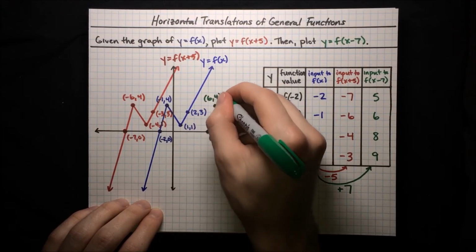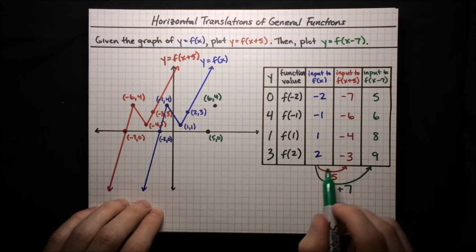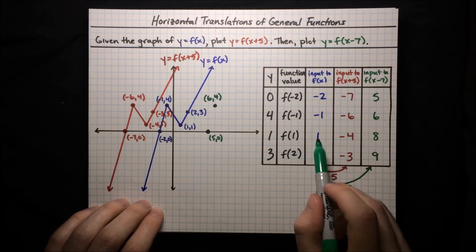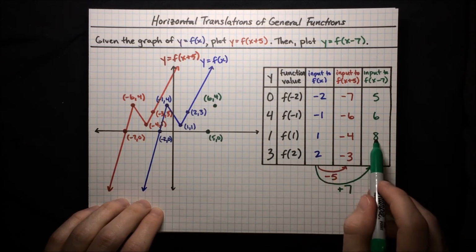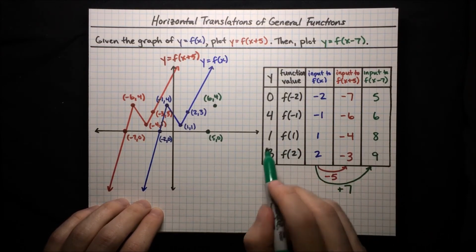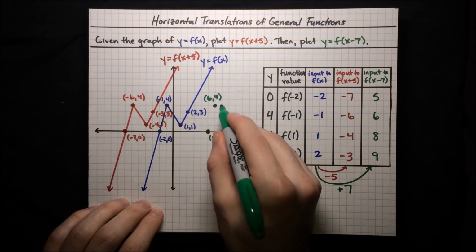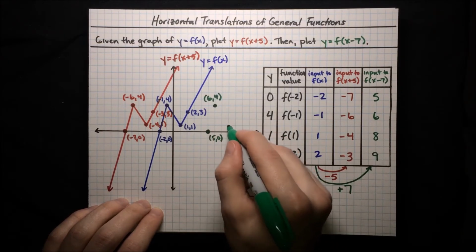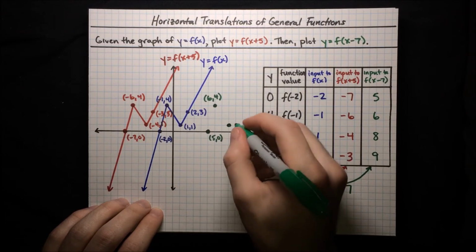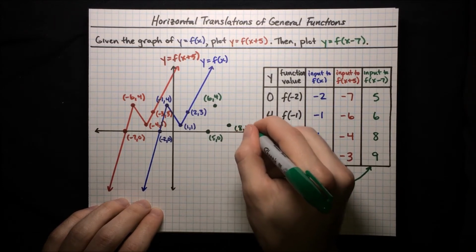6, 4. And then we'll do that with the next 2 points. So 1, and then add 7 goes to 8. So the point 8, 1. So 6, then 7, 8, and that drops down to 1. It's right here. 8, 1.